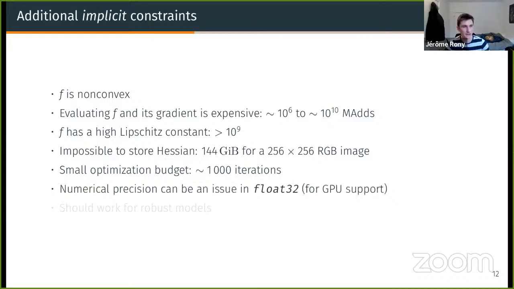Numerical precision can be an issue, and we have run into that in our attack, because it was getting too close to the decision boundaries, and depending on which GPU you were doing the computation on, you would get different results, since we're using float32, which is not precise at all. And finally, the attacks that you make should also work for robust models, because we have seen that a lot of attacks that were working very well for non-robust models completely fail on them. If you use an attack that is not robust on a robust model, you get incorrect conclusions about your robustness.